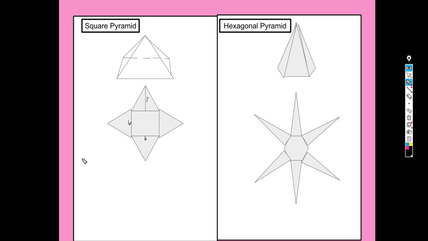So my first thing is to find the base area, right? I need to find the area of my base. And that is just side squared, right? Or length squared, however you want to think of it. Either way, it's the side or lengths of your square. And in this case, that would be 6 squared. So that would be 36. So our base area is 36, and we're going to say that these are meters.